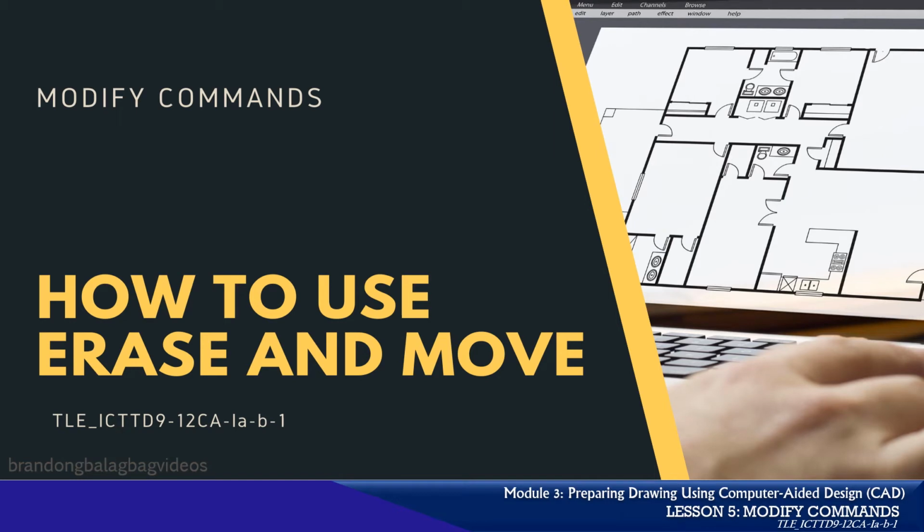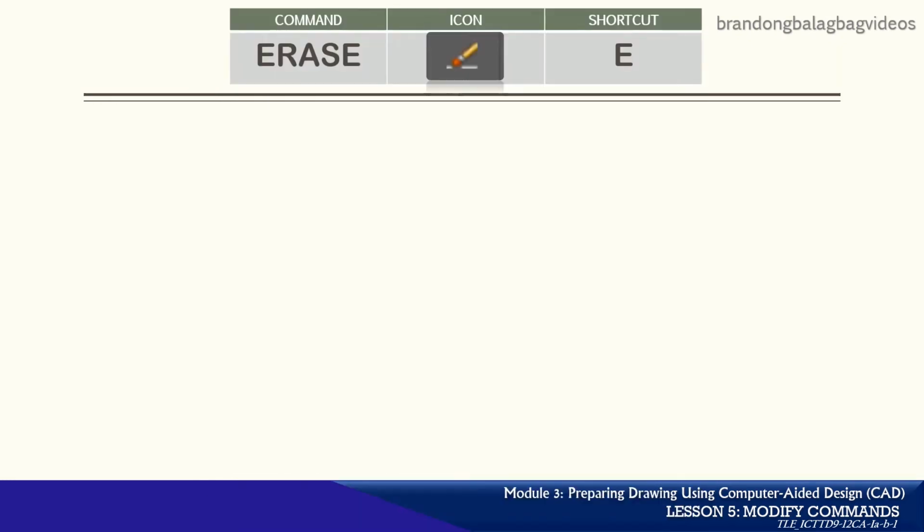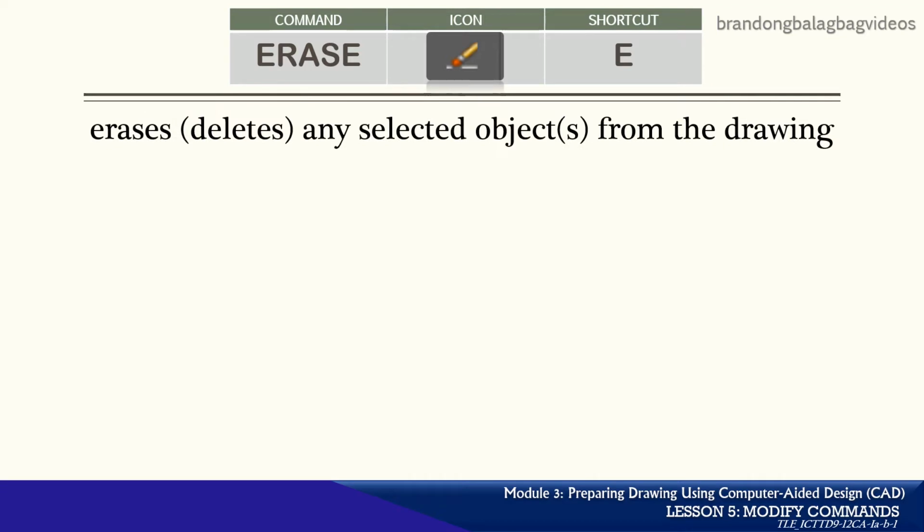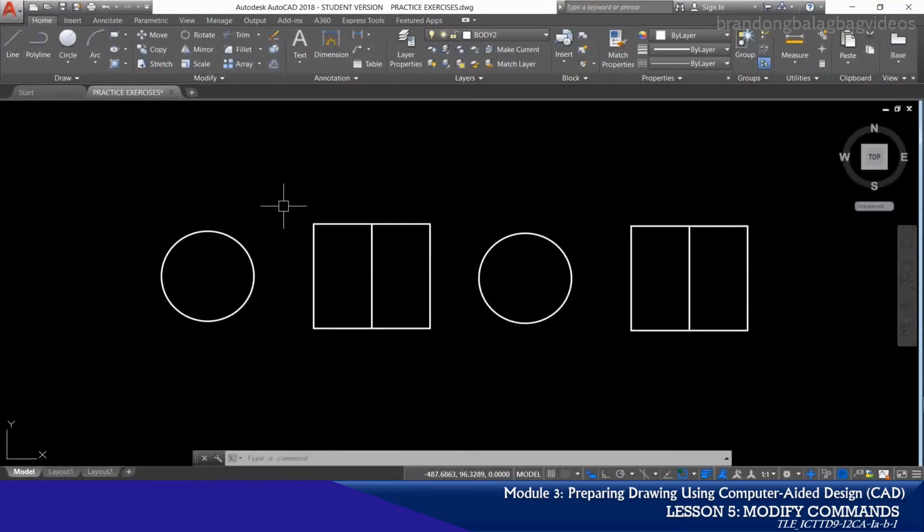For this presentation, we will focus our discussion on the use of two modify commands, the erase and the move command. Let's start with the erase command. The erase command is the modify command that will allow us to erase or delete any selected object or objects from our drawing. Watch the video demonstration to know how to use the erase command.